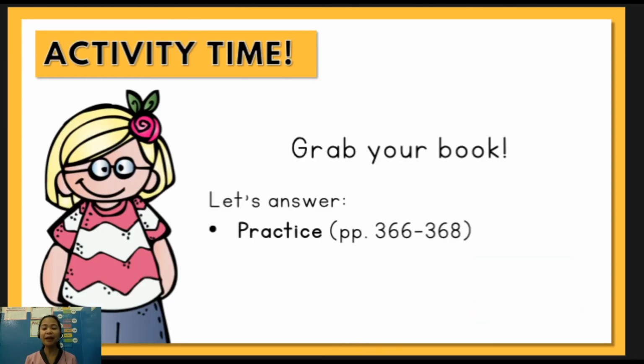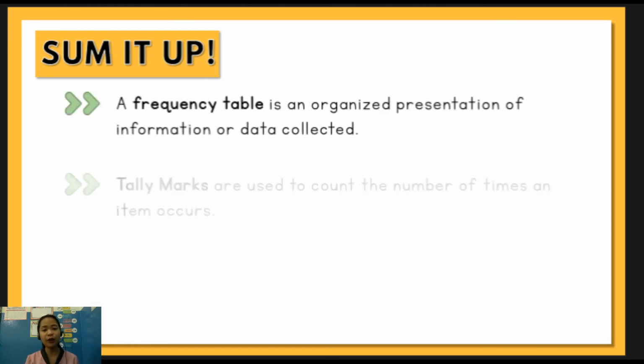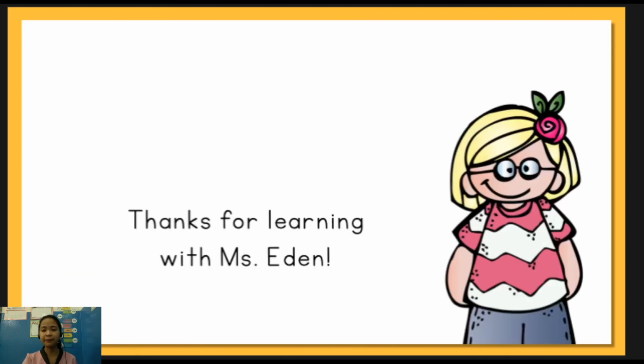Now for your activity, please grab your book and answer pages 366 until 368. That's all for today. Remember that a frequency table is an organized presentation of information or data collected. Tally marks are used to count the number of times an item occurs, and frequency refers to the total of tally marks by item.